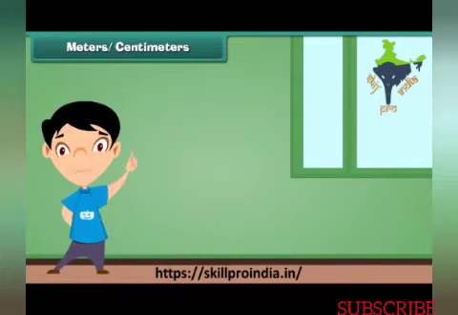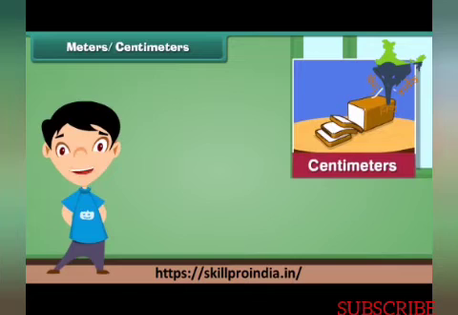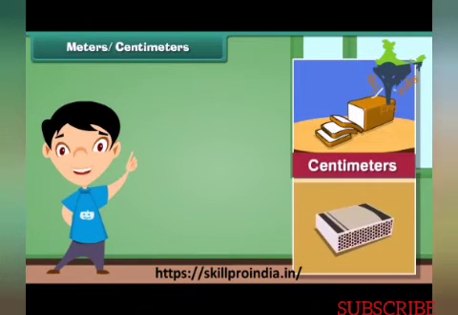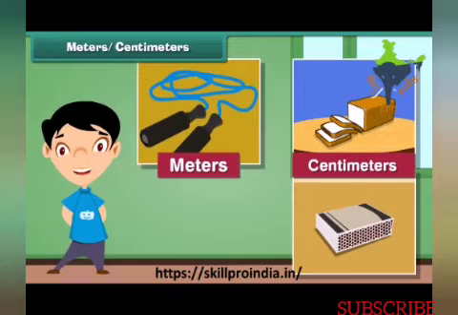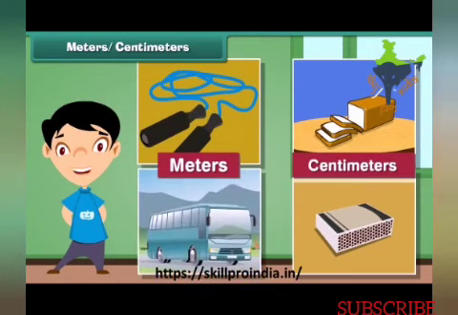Let us compare the length of various things. Some of the objects have their length in meters, while some of them are so small that they are measured in centimeters only. The length of a bread loaf is expressed in centimeters. The length of a matchbox is expressed in centimeters. The length of a skipping rope is expressed in meters. The length of a bus is expressed in meters.